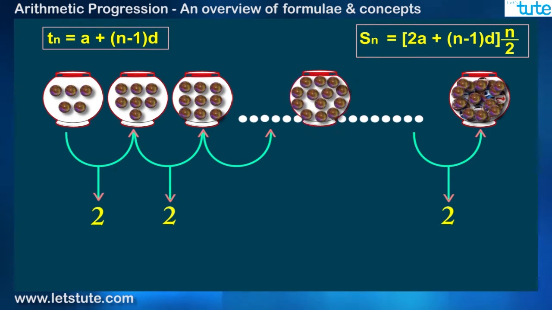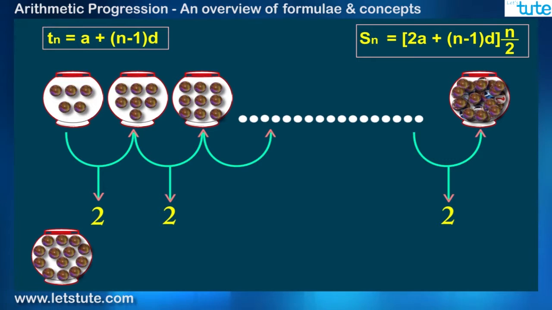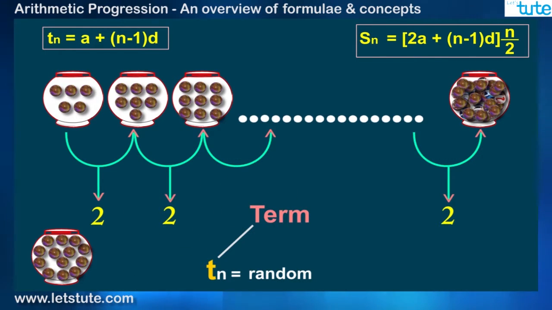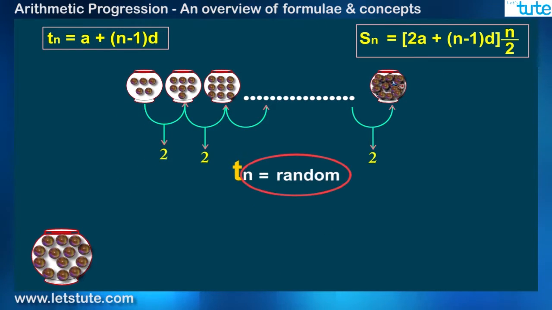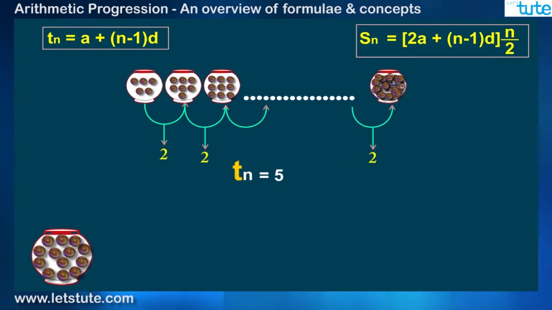Let me randomly select a pot. The number of marbles in the pot is represented by Tn, where n is random. T means term and Tn represents nth term. And I'm saying it random because we selected it randomly. But if I say it was the 5th pot, then one would easily say that it is T5, which is 13. Now I guess you must have understood the meaning of n and Tn.